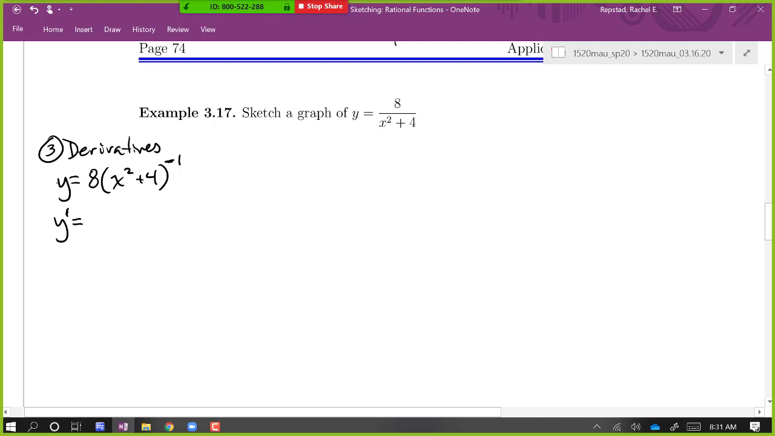What do we get when we find y prime? Negative 8 times x squared plus 4. Really close. There's one thing missing here. Yeah, we have the negative 2 power. Now I'm going to rewrite this back in a fraction form because it's going to be more useful to me that way. So I've got a negative 16x on top and then divided by the square of x squared plus 4.